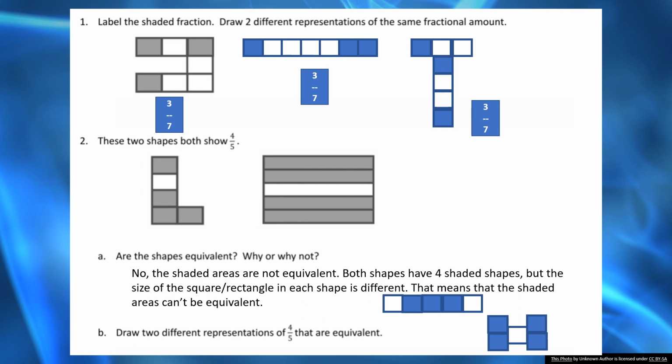Now, if you need to pause your video to create models that look like mine, go ahead and do so. If your models don't look like mine, as long as they're the same size, the units, each square that you use, doesn't matter how they're arranged, as long as they're the same size and they create one shape, right? And you have 4/5 shaded, then that makes them equivalent or equal.